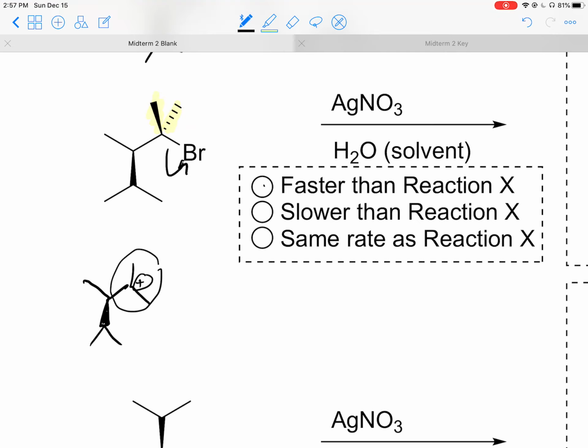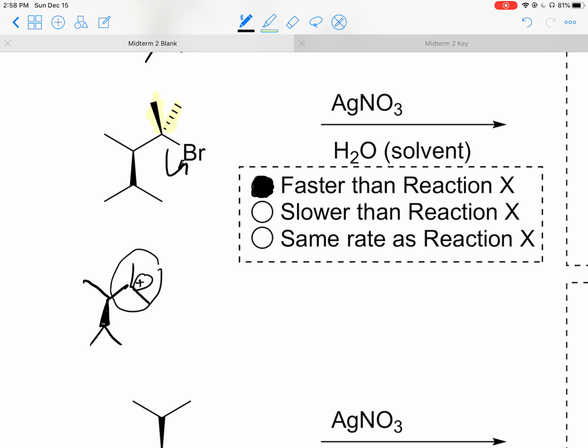So that already tells us it's going to be faster than reaction X because everything else is going to be pretty much the same. The leaving group is the same. The nucleophile is the same. The only thing that's different is the electrophile, the carbocation, is going to be a better electrophile, or a more stable electrophile, so the leaving group can leave more easily. The bromine is able to leave quicker because that's the slow step, and the bromine can leave quicker because a tertiary carbocation results.